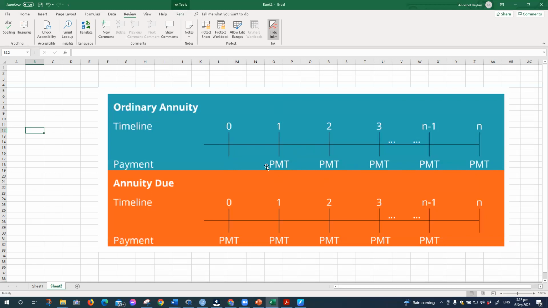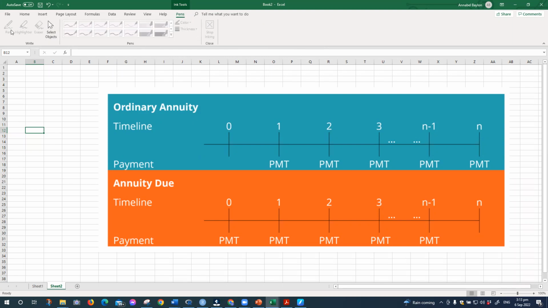Let me see if I can use this. Hindi ko alam kung hindi pa pwede yung... bakit. I can't see the ink sa Office 365. I've been trying to check it, ink tools. Ito naman siya. Pero ayun, ayaw, it's grayed out eh. Okay, ink tools ayaw.